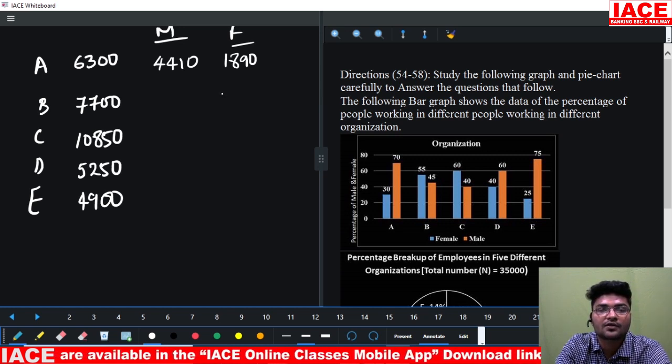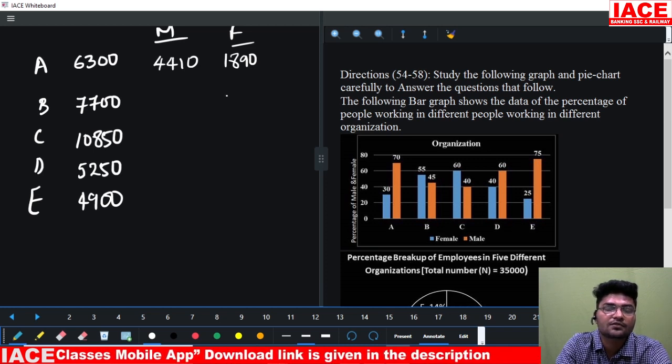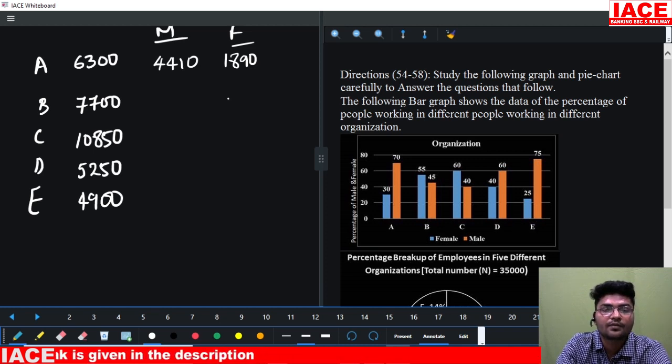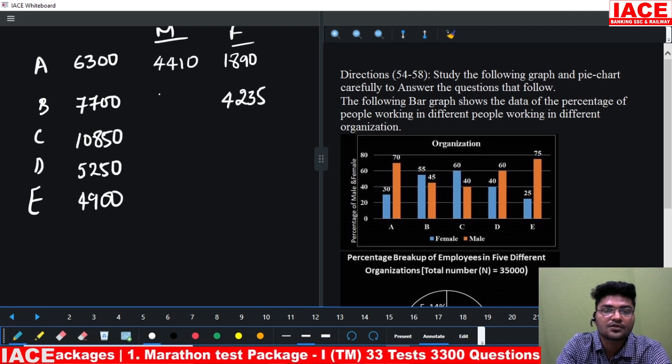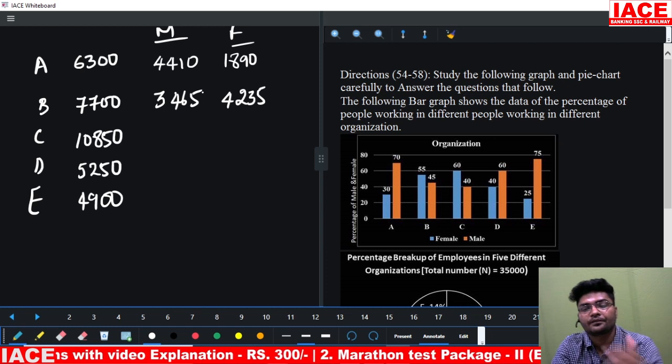So 50 plus 5, 50 minus 5. 50 plus 5 means the females come out to be 4235. 50 minus 5 means this comes out to be 3465.